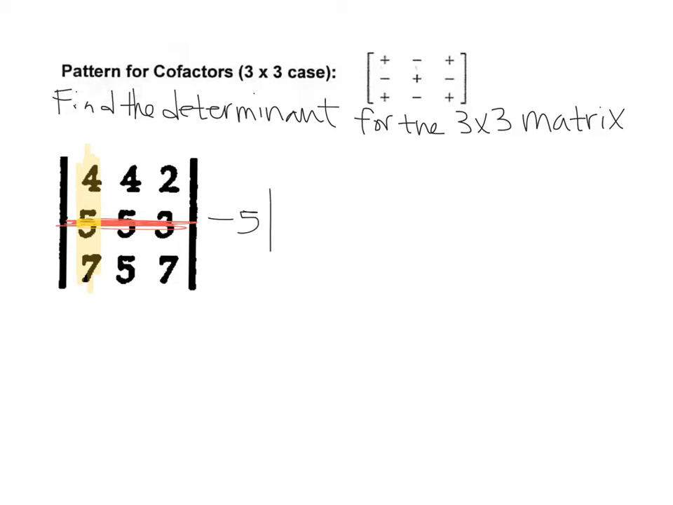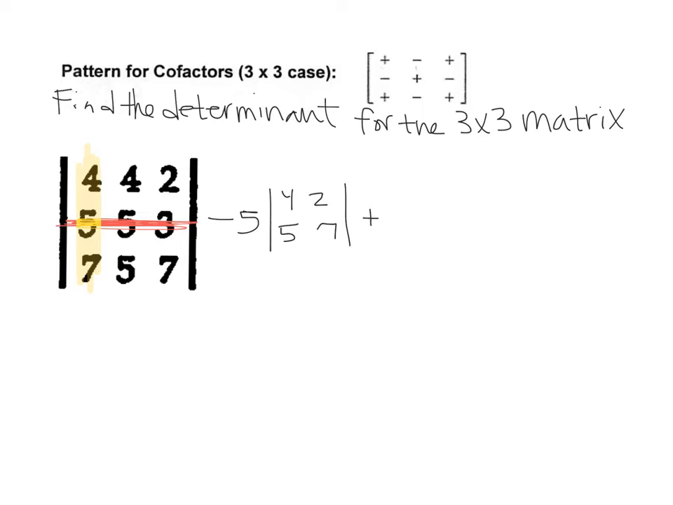And then we're going to find the determinant of the smaller matrix that's left. So we're going to write 4, 2, and then 5, 7. I'm sorry, not 7, 5, 7. So there we go. We find that determinant right there, 4, 2, 5, 7. Then we're going to add.